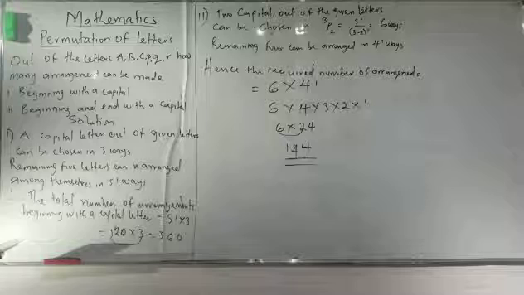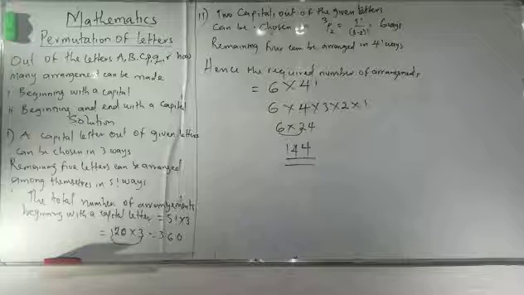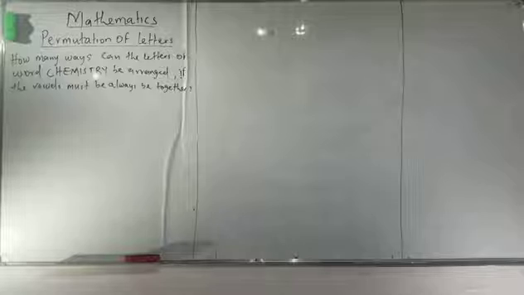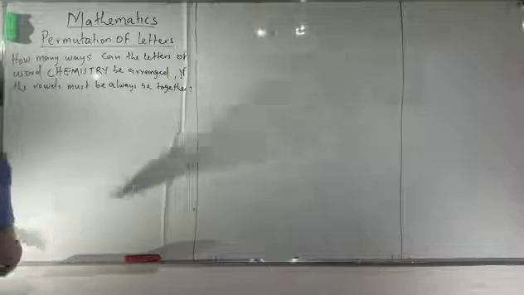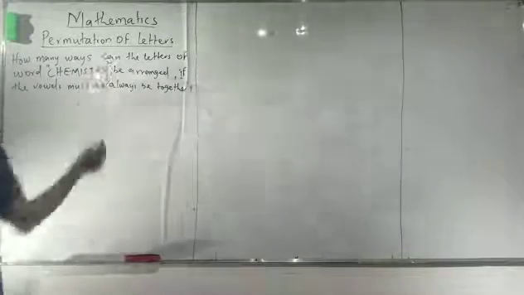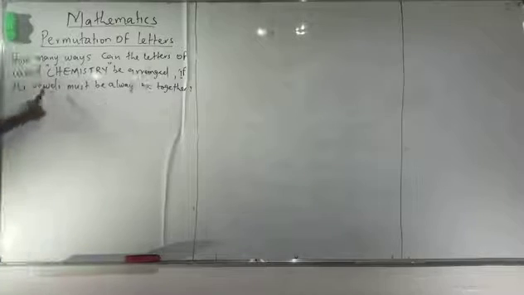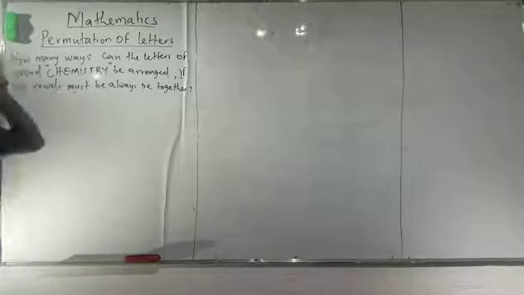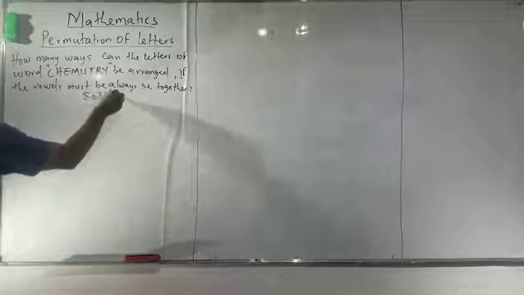Now, can I give more examples on this? I have some problems here. Let me just try to work on another problem. Okay, look at this question. How many ways can the letters of the word chemistry, you know about chemistry, a science language, be arranged if the vowels must always be together? Now, how do I work on this particular problem? Look at this solution.